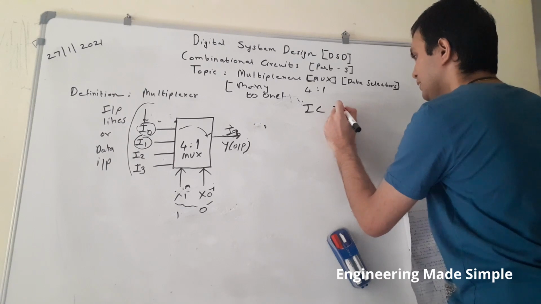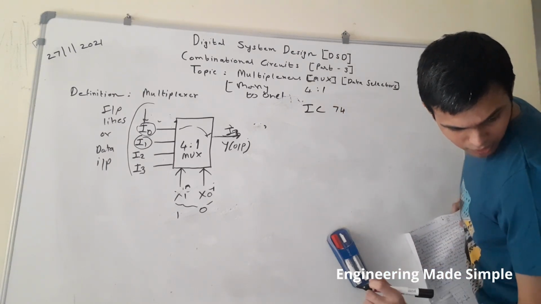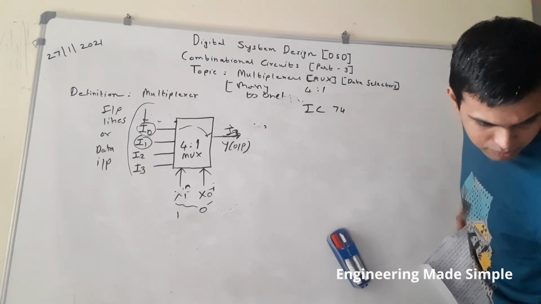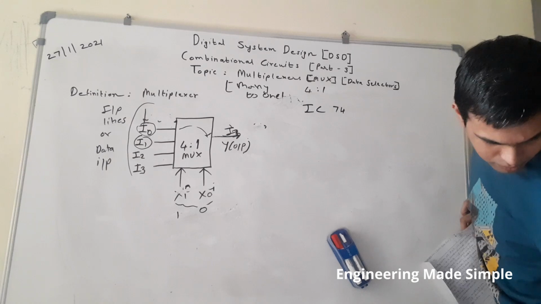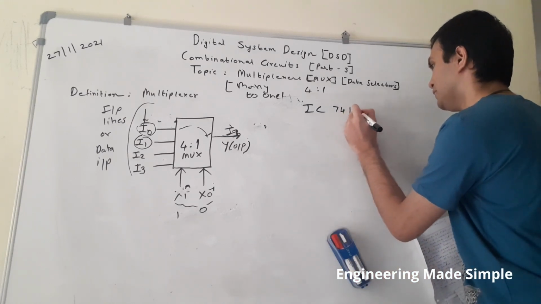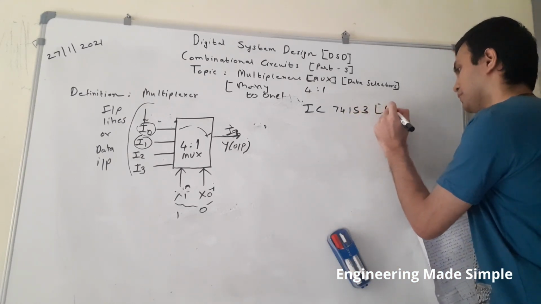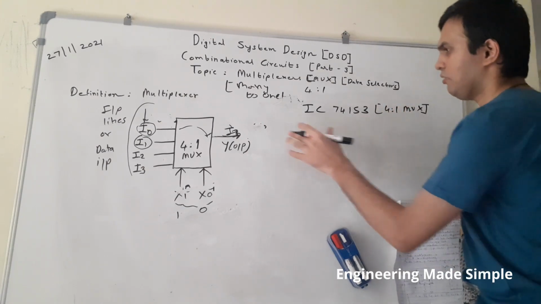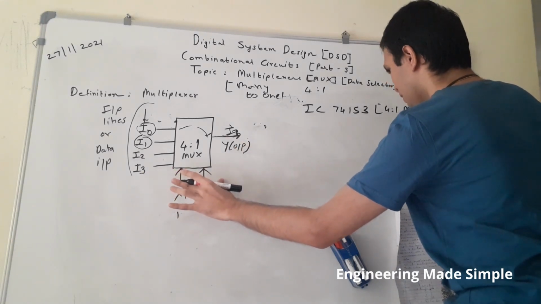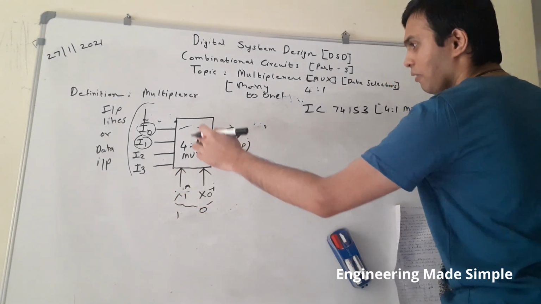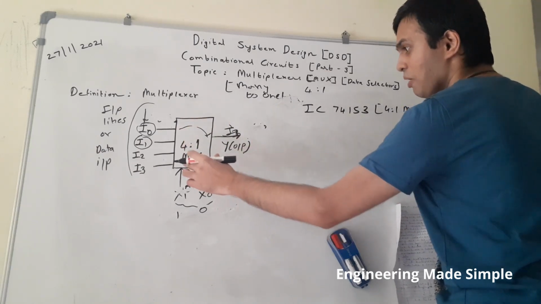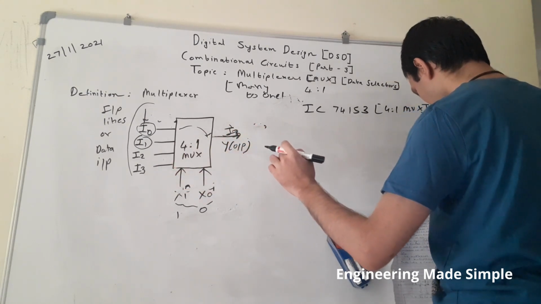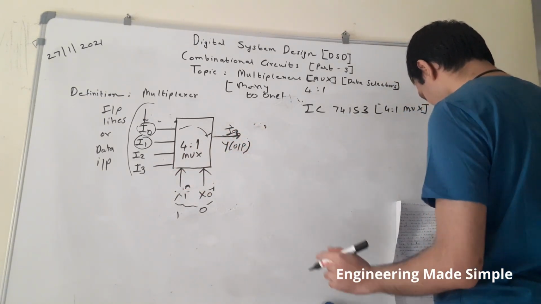IC 74153 is your 4:1 mux. So you get this whole circuit in IC form. But let us understand how this circuit functions, what is inside this IC box that selects this particular input line. For that I will need to write the truth table again over here.